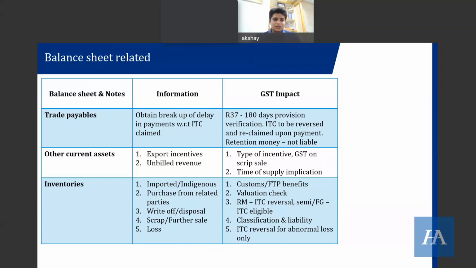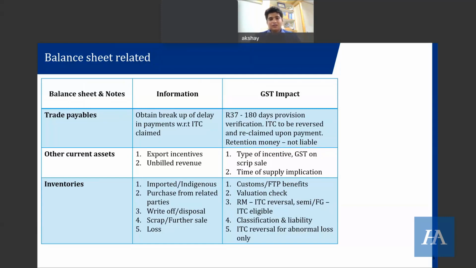Coming to unbilled revenue, generally unbilled revenue arises in, say, construction contracts where milestone basis services are provided, or some other kind of service contracts where the time of supply under GST and the accounting standard revenue recognition may be different. So the taxation for the transaction may be different from what is the actual revenue being recognized in the books of accounts. So understand the nature of the entity and the types of transactions to identify any mismatch in the GST compliance.